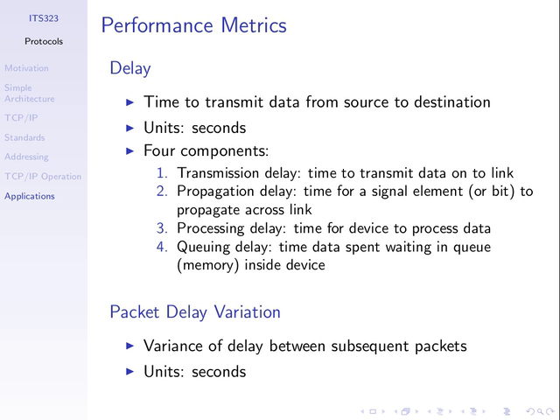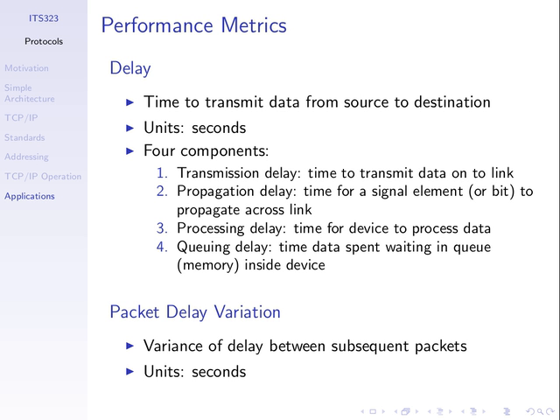Delay consists of 4 components. We can break the delay across a network into 4 components. The time to transmit. From the source computer we have some data, some bits to send. The data rate limits the speed at which we can transmit that data.